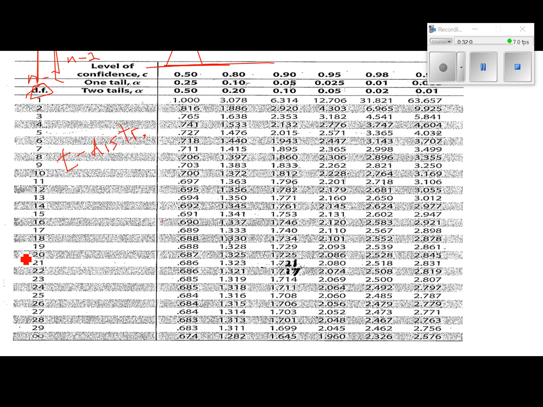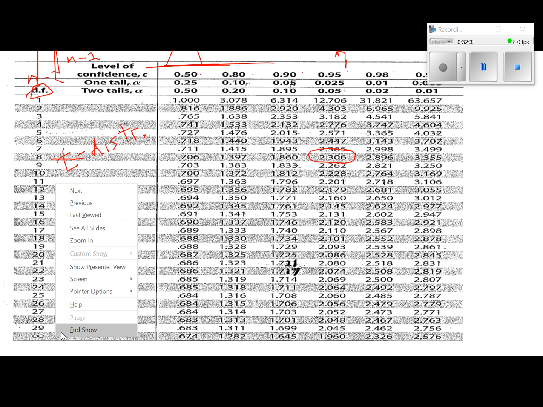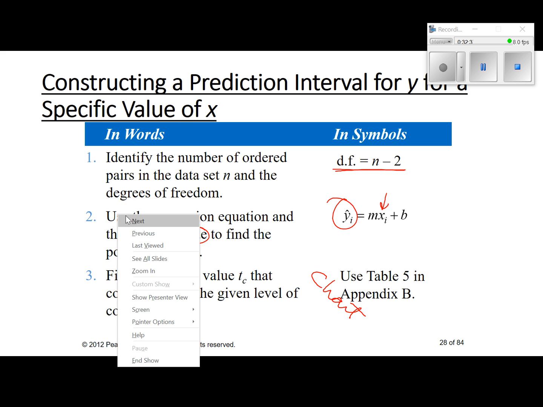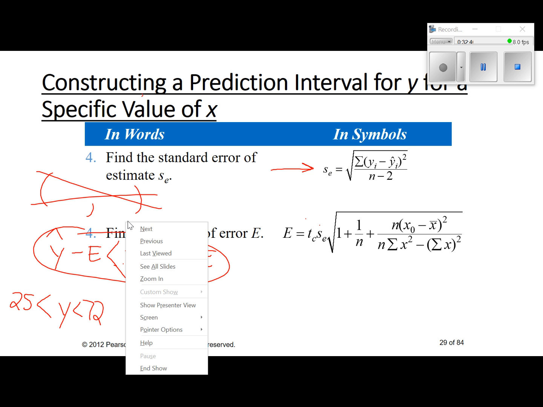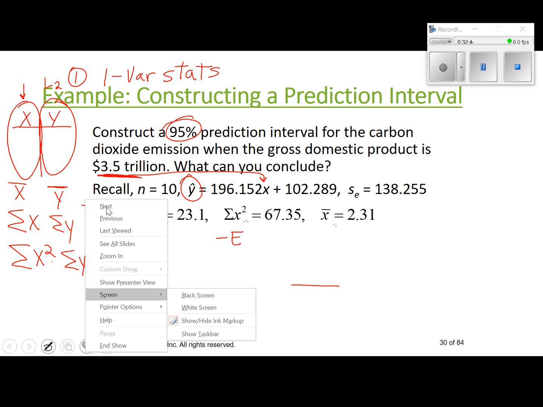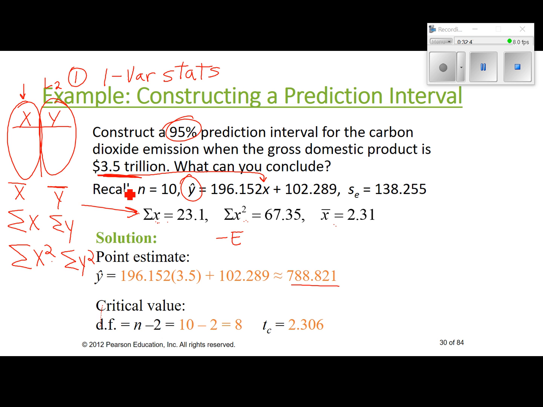There's our chart. So we want 95% and degrees of freedom are 8. So we're right here. We're here at 8 and we go over to 95%. That's right here. And down to 8. So we're here. Looks like 2.306. So that's our critical value, our t sub c. So we find our critical value, 2.306. Again, that came from the chart.